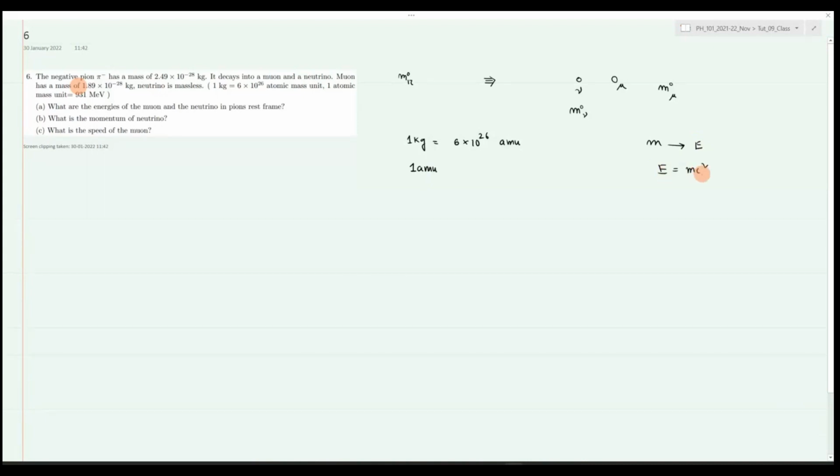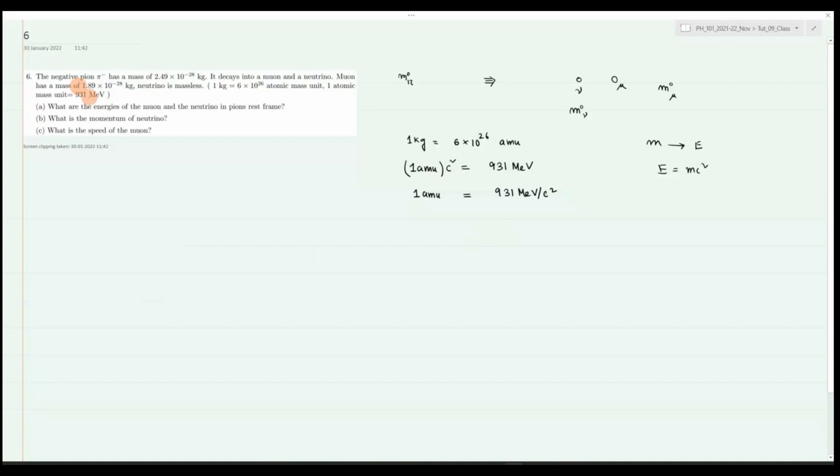We know E is equal to mc square, right? That means you have to multiply this AMU with c square, then only you will get an energy unit. So 1 AMU into c square is actually 931 MeV. This is given. So wherever we have to convert 1 AMU to energy, we will be writing 931 MeV per c square. This we will be doing in further calculations.